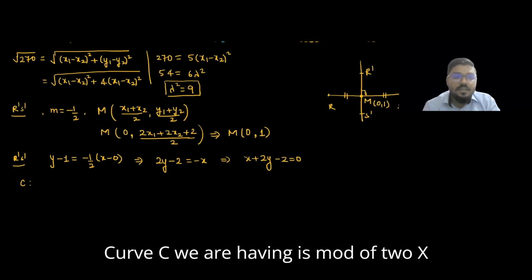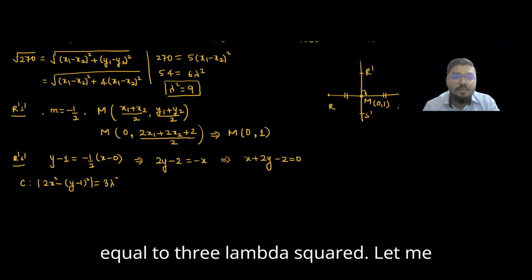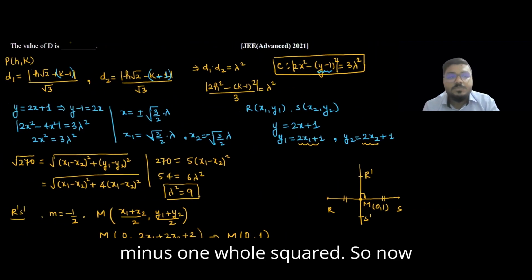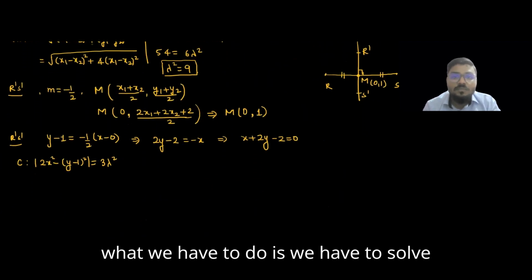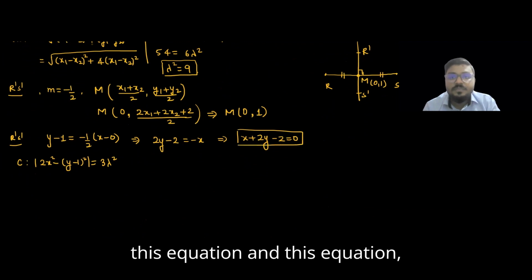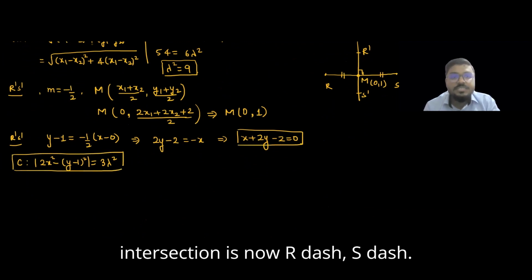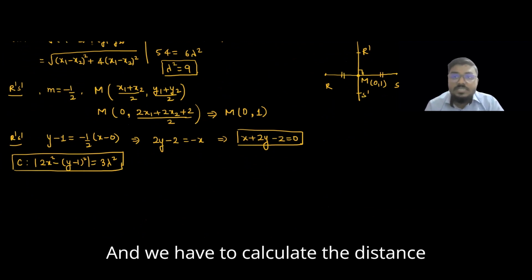Curve C we are having is mod of 2x square minus y minus 1 whole square equal to 3 lambda square. Let me check once. Same, y minus 1 whole square. So now what we have to do is solve this equation and this equation, curve C, and their point of intersection is now R dash S dash. And we have to calculate the distance between them.